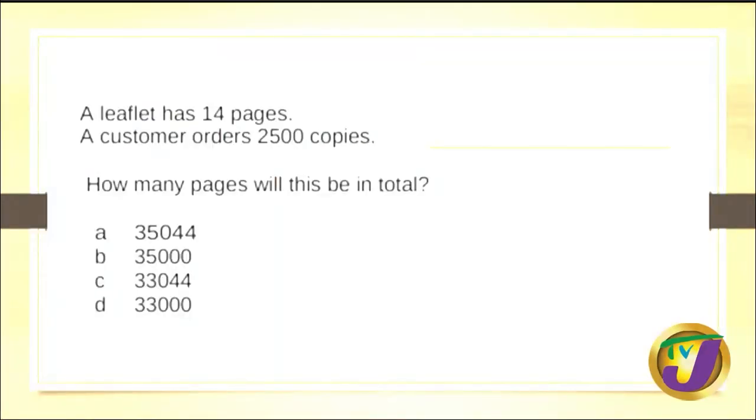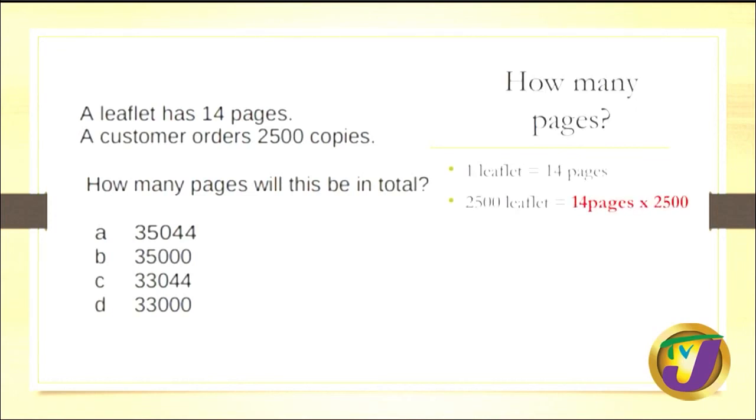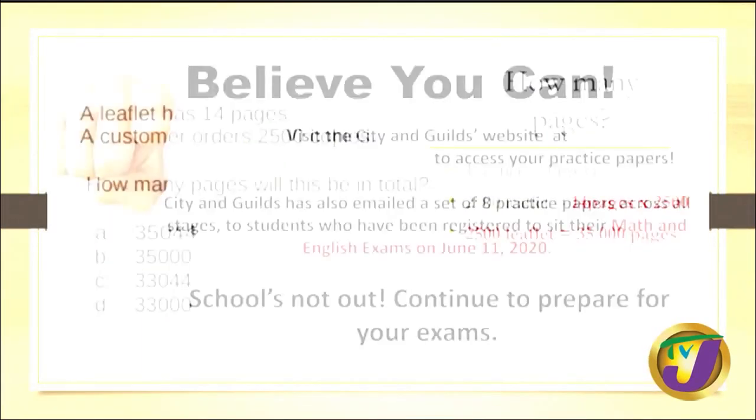A leaflet has 14 pages. A customer orders 2,500 copies. How many pages will this be in total? All right, so let's quickly go through it. One leaflet is 14 pages. 2,500 leaflets would be 14 pages multiplied by 2,500. And that would give us 35,000 pages.